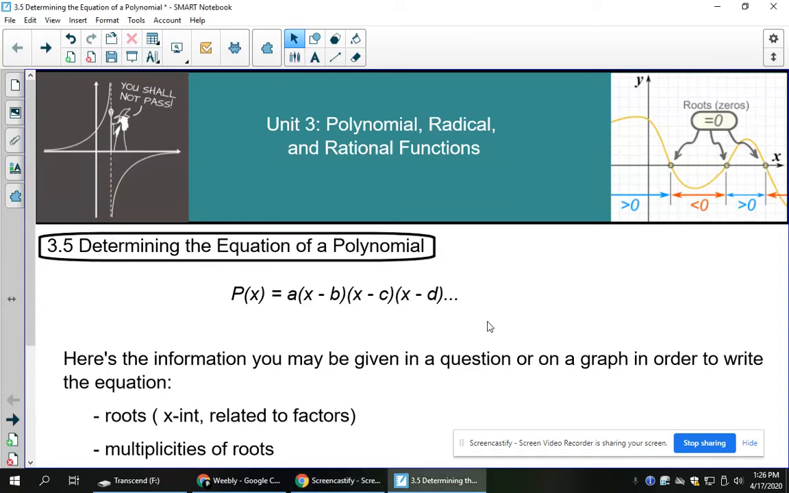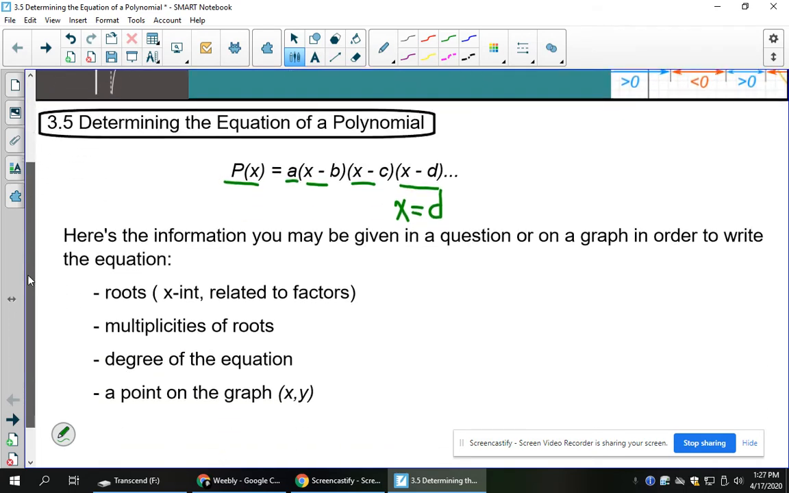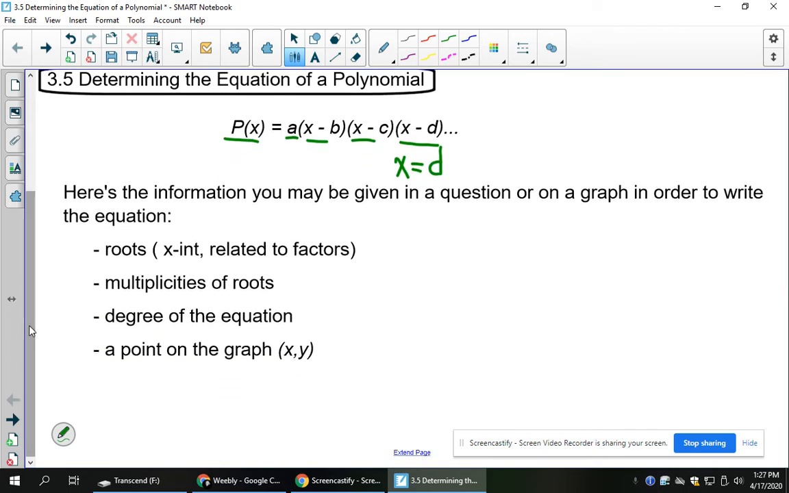Hi guys, 3.5 on determining the equation of a polynomial is the next lesson. So here's the factored form of a polynomial. P of x has some kind of leading coefficient, a bunch of factors, and from the factors you can see the x-intercepts by changing the sign. So what we can do is figure out all sorts of stuff from the equation, or if we have a graph, we can figure out what the equation would have looked like.